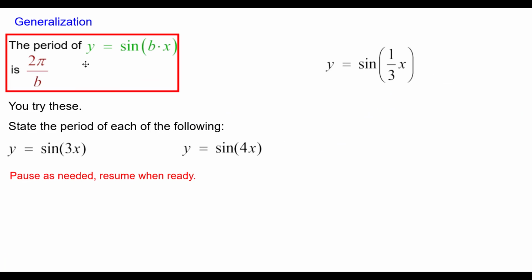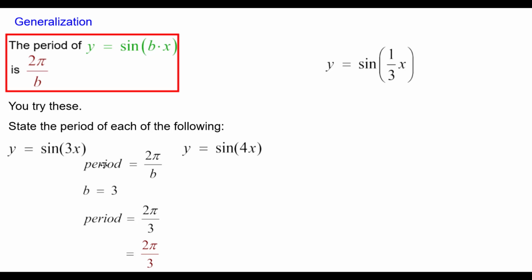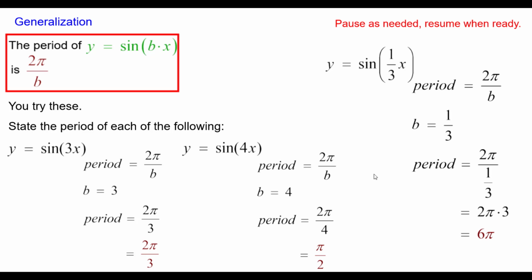To see if we understand that, let's apply this here. So go ahead and state the period for each of the following. Pause to do those and resume when you're ready. So for the first one, 2 pi divided by 3 is the period. Second one, 2 pi divided by that 4 is the period, pi over 2. But here when you divide by a third, you're really multiplying by 3, so the period is 6 pi. Pause as needed.